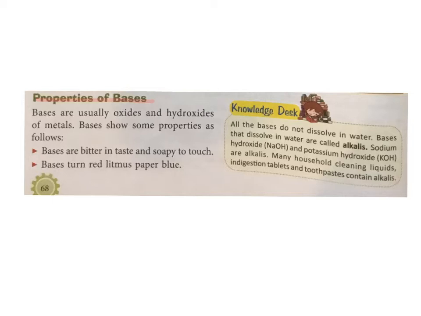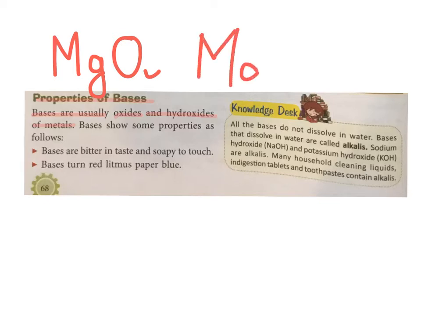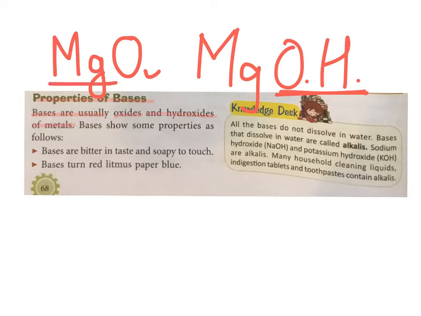Properties of bases. Bases are usually oxides and hydroxides of metals. That is, if there is a metal, suppose magnesium, oxide of magnesium is MgO. So it is a base, or you can consider magnesium hydroxide. This OH group is read as hydroxide. It is a base. So normally there is a metal and its oxide and hydroxides are basic in nature.